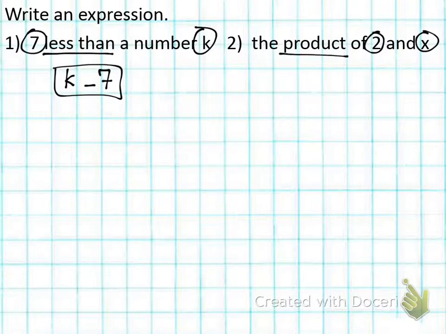Product I know means multiply, so I'm going to use a times sign. So we're going to multiply 2 times x. Now, I know that times sign looks like the x, so I'm just going to use 2 times x, which is just 2x. Okay, that's your answer. Make sense? That's all we're doing today.